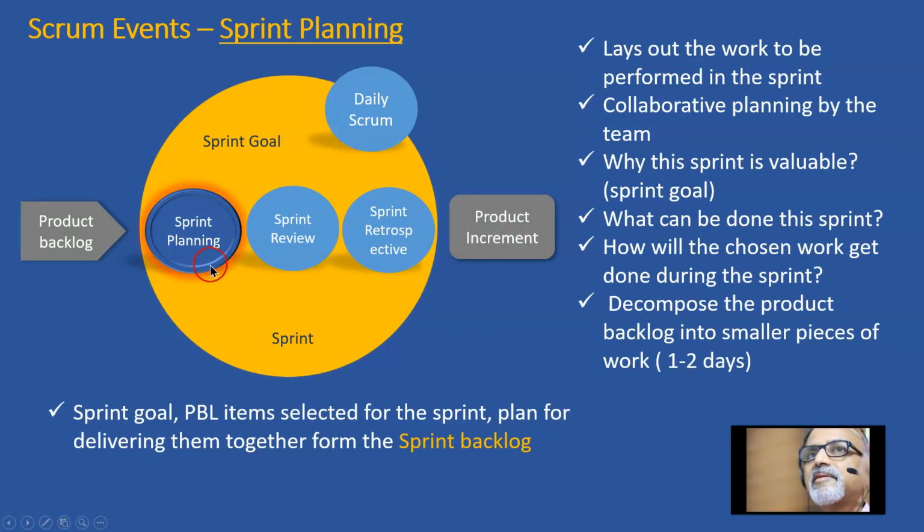Then the first event, that is the sprint planning meeting. It lays out the work to be performed in the sprint. So during the sprint planning meeting, the product owner proposes a set of features that he wants to be developed during the sprint. The team clarifies it, asks the questions, brings in clarity. So it is a collaborative planning by the team. And they ask questions like why this sprint is valuable, what is the value this sprint must be delivering. So we come out with a sprint goal.